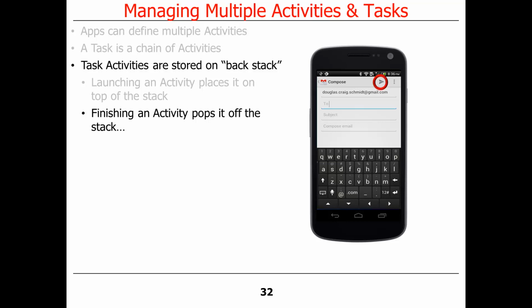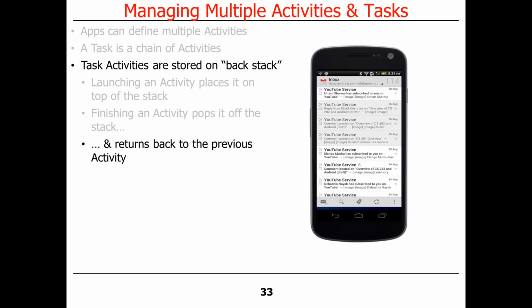So now we're in the compose activity, and now we can go ahead and add in the to field and the subject and the body of the message and so on and so forth, and we could add attachments, all those kinds of things. And when we're done, we can go ahead and click send. And when we click send, that will pop the compose activity off the top of the stack, and now it'll go back to where we were before.